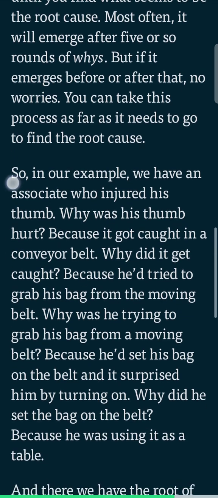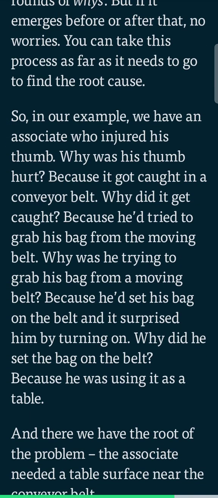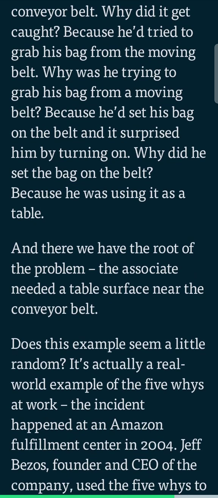So, in our example, we have an associate who injured his thumb. Why was his thumb hurt? Well, because it got caught in a conveyor belt. Why did it get caught? Because he tried to grab his bag from the moving belt. Why was he trying to grab his bag from a moving belt? Because he'd set his bag on the belt and it surprised him by turning on. Why did he set the bag on the belt? Well, because he was using it as a table. And there we have the root of the problem. The associate needed a table surface near the conveyor belt.